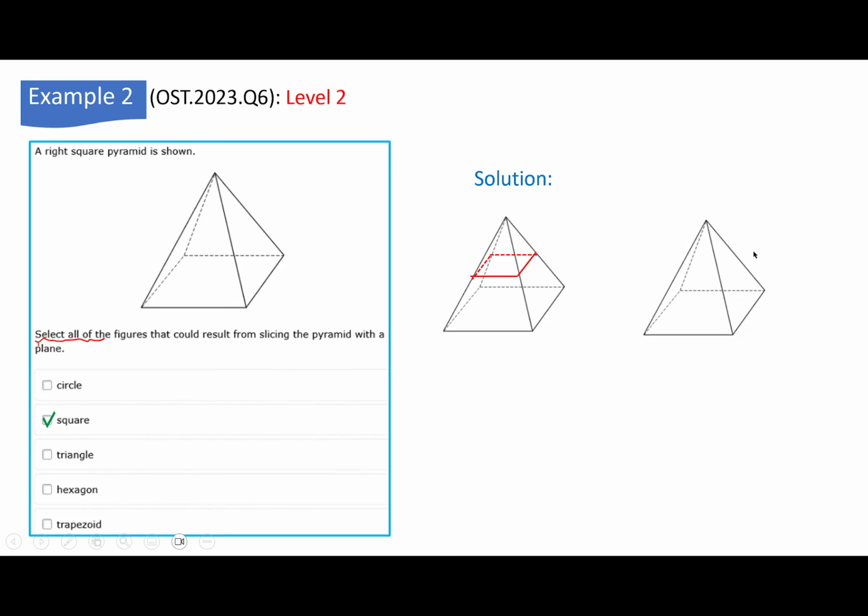Now, if I do it with a slanted plane, I get a trapezoid. Now, if I do a vertical plane going through this point here, like that, I get a triangle. So you answered the question, and that's good. Circle is impossible. Hexagon is impossible.